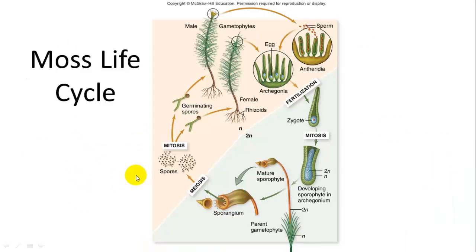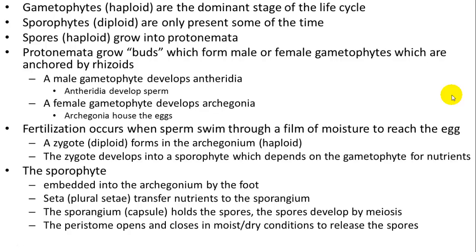All right, so this is the moss life cycle, and we'll go over this in class, but the steps in words look like this. So you have gametophytes, which are haploid, and that is the dominant stage of the life cycle. The sporophytes, which are diploid, are only present for part of the life cycle. Spores are haploid. Once they germinate and find favorable conditions, they will grow into protonemata, which are basically the beginnings of their gametophytes. These grow buds and then form male or female gametophytes.